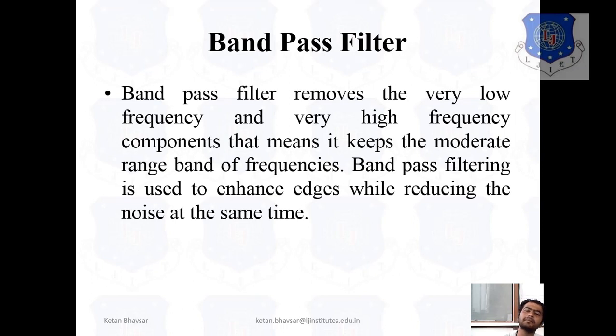In the same way, we can work with the band pass filter. The band pass filter removes the very low frequency and very high frequency, so it is generally used to keep the middle frequency. We get the band pass signal as it removes the low component below one particular threshold and the high component above another threshold. It is generally used to reduce noise and also enhance the quality of edges in particular images.